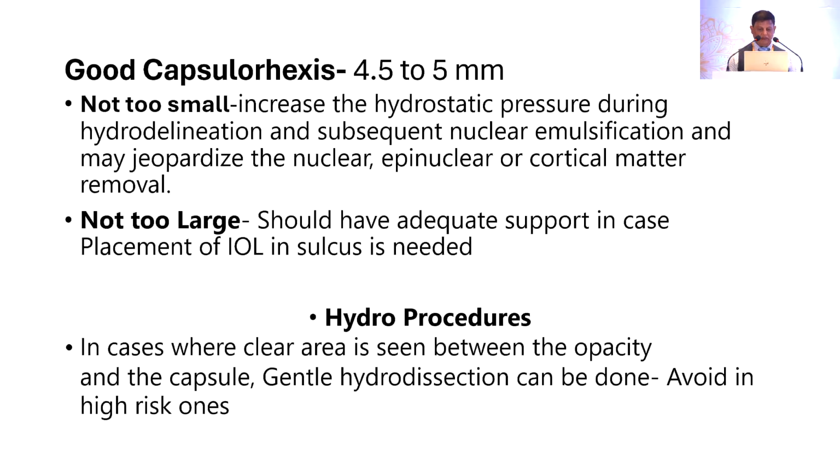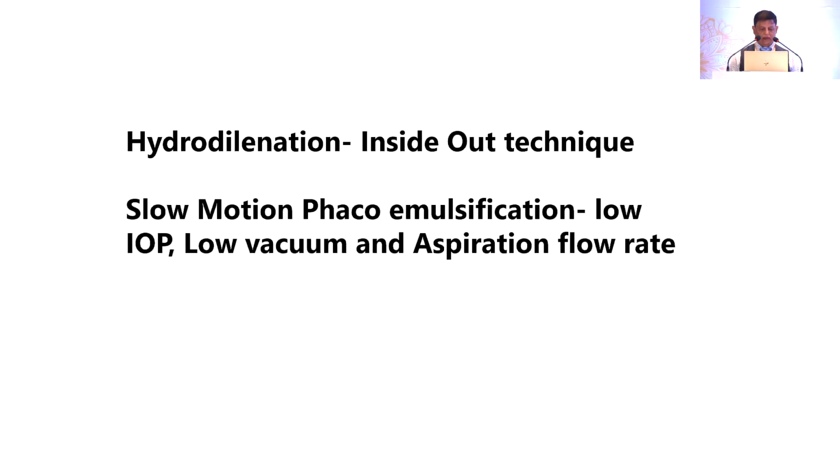Good capsular access in these cases is very important, 4.5 to 5 millimeters, not too small, not too large. Small may lead later to contraction of the anterior capsule. Hydro procedure: in cases where a clear area is seen between the opacity and the capsule, gentle hydrosection can be done; however, otherwise avoid hydrosection, only hydrodelineation. Use the inside-out technique, slow motion phacoemulsification, low IOP, low vacuum, low aspiration flow rate.